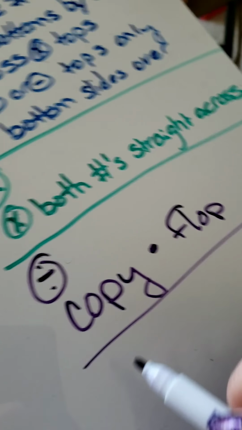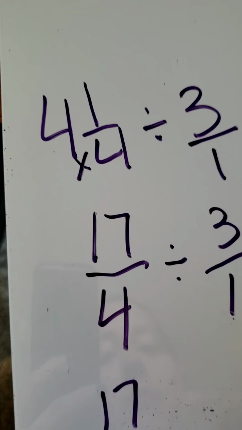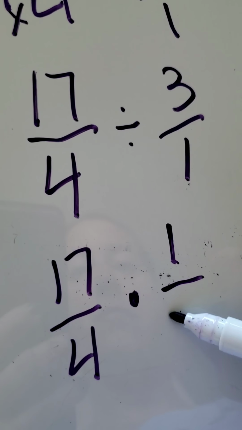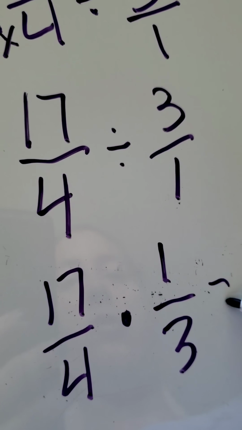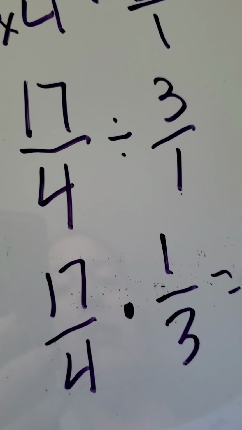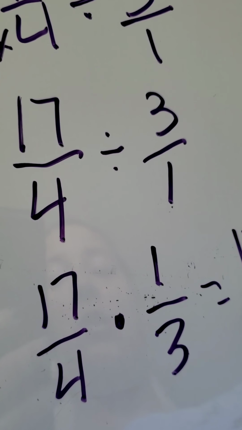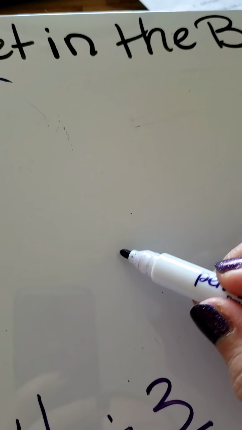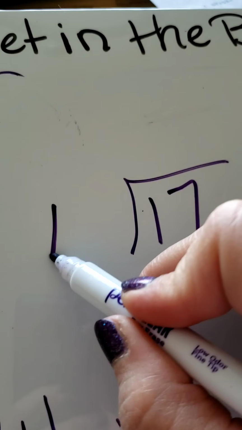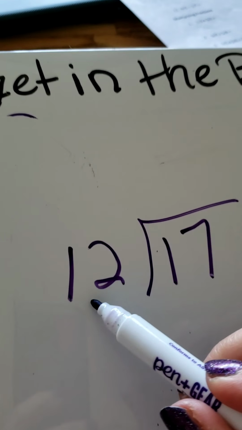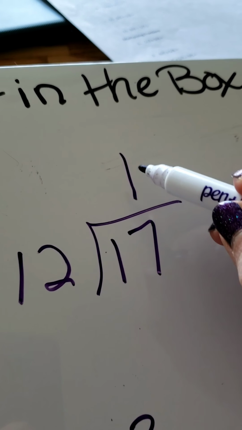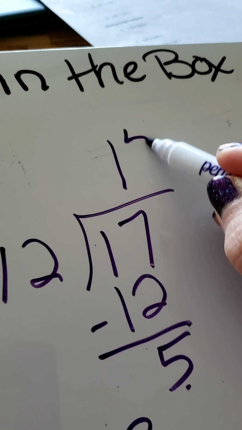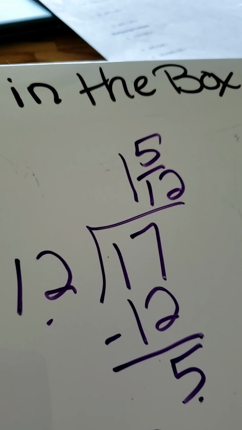Now my rule of copy dot flop: copy, dot, flopping the other one. Okay, multiply straight across. 17 times 1 is 17. 3 times 4 is 12. Improper, put it in the box. 17 is improper, 12 is good. Can 12 go into 17? Yes, 1 time. 1 times 12. Subtract, I get 5. 5 is now my numerator over 12.